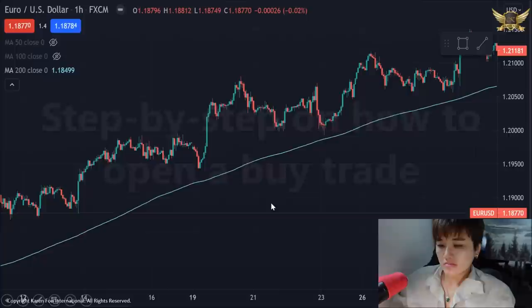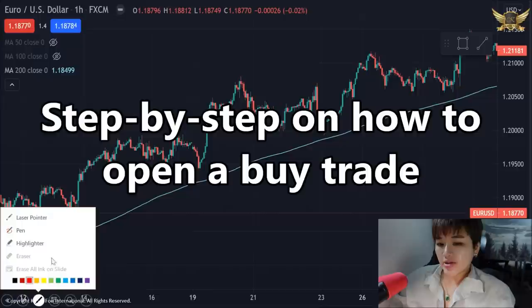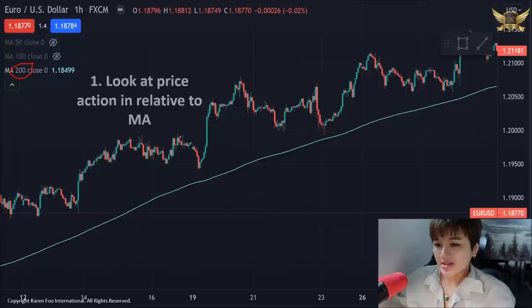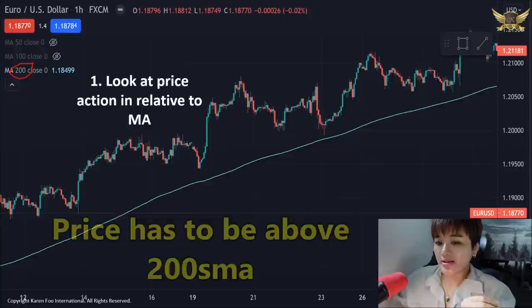You see that? So if you're looking for a buy trade today, what you need to do is to make sure that you are trading on an uptrend. Very simple. You just take a long-term moving average of 200 SMA. Okay? First things first, look at the price action relative to the MA. Where is it? You want it to be above the moving average, okay?